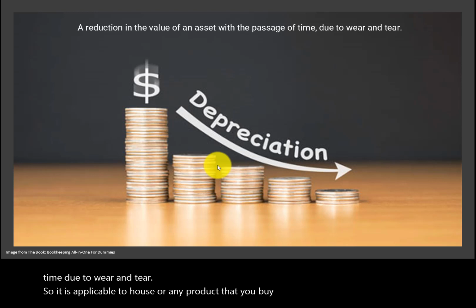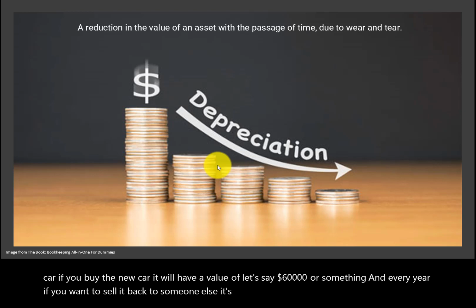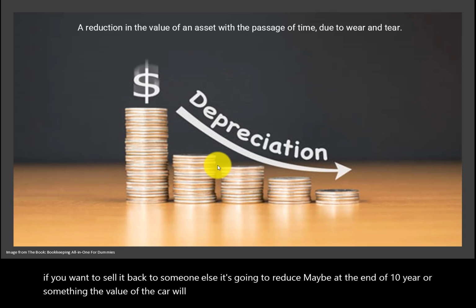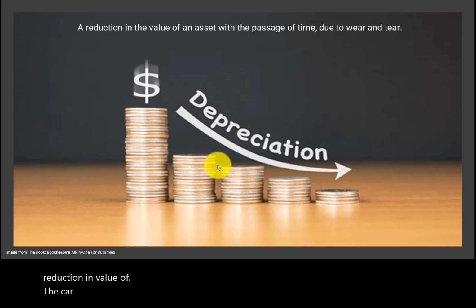For example, in the case of a car, if you buy a new car, it will have a value of, let's say, $60,000 or something. And every year, if you want to sell it back to someone else, it's going to reduce. Maybe at the end of 10 years or something, the value of the car will become around $10,000. So this reduction in value of the car or the product every year is called the depreciation.